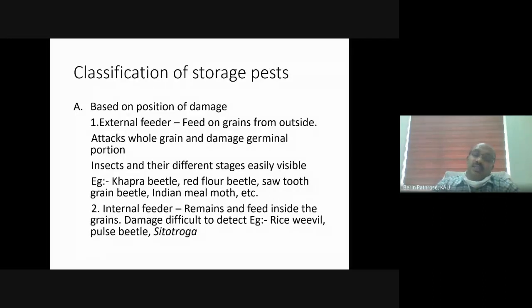For external feeders, I have given a few examples. We will discuss them in the subsequent slides also. One is Khapra beetle, Trogoderma granarium. The next one is red flour beetle, that is Tribolium. Then we have sawtooth grain beetle, Oryzaephilus surinamensis. We will come to scientific names and all later, don't worry. Then we have Indian meal moth, Plodia interpunctella. And coming to the internal feeders, we have, as discussed, pulse beetle. Then we have rice weevil, Sitophilus oryzae, and the Angoumois grain moth, Sitotroga cerealella. So this is the classification based on the position of damage of insects to stored grain.